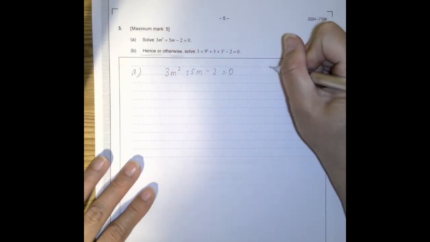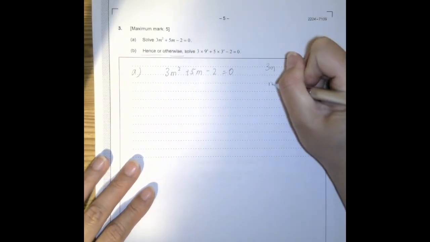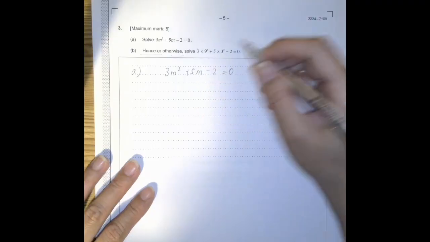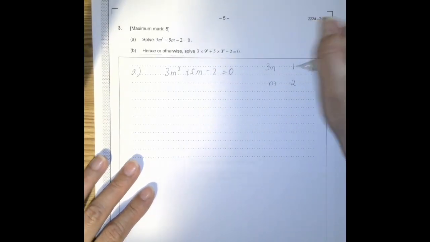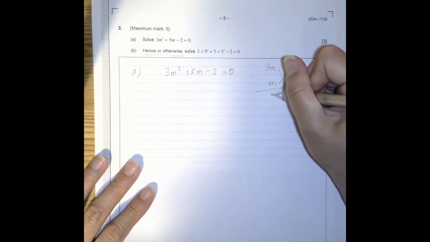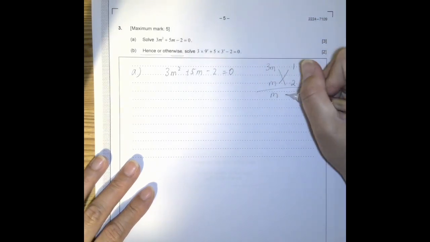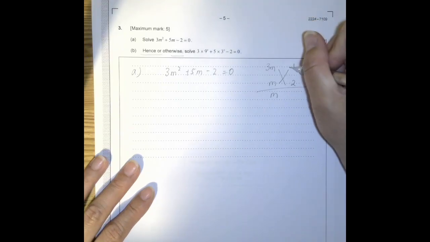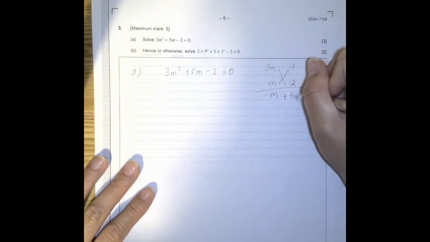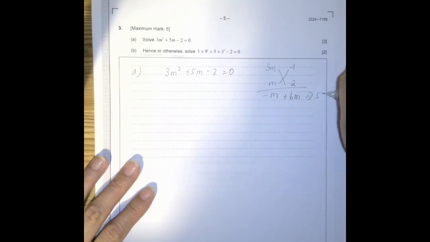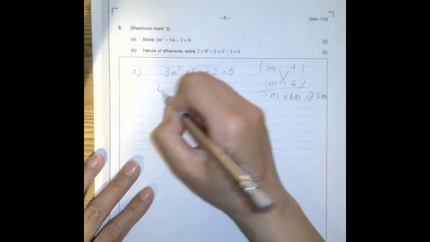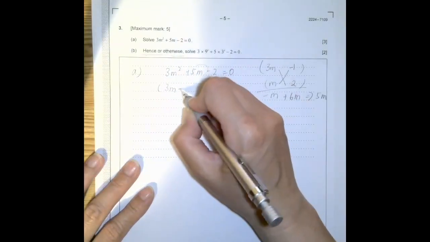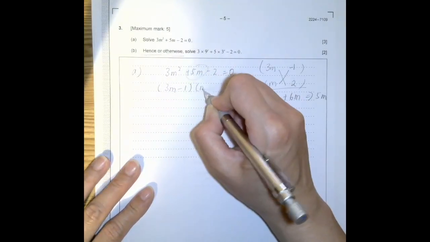I'll use the cross method here, 3m and m. And then because it's a positive 2, I need to have a bigger positive and then a negative there. Cross multiply, and then we have m, and then I need a minus, so it's minus m plus 6m, which gets us 5m, which is a match here. So our answer should be like this. For factorizing it, feel free to use the quadratic formula, but it's just a bit long.